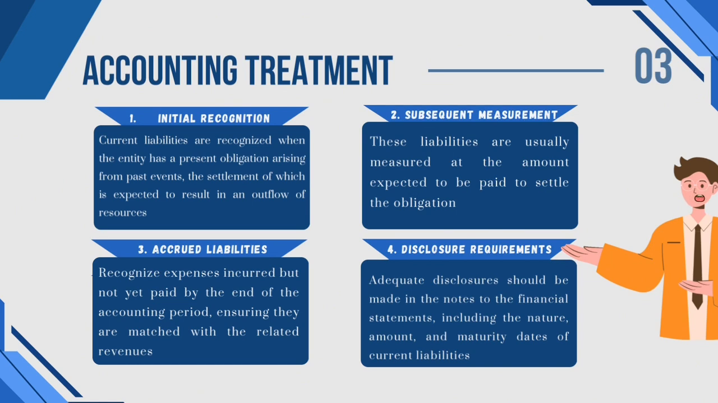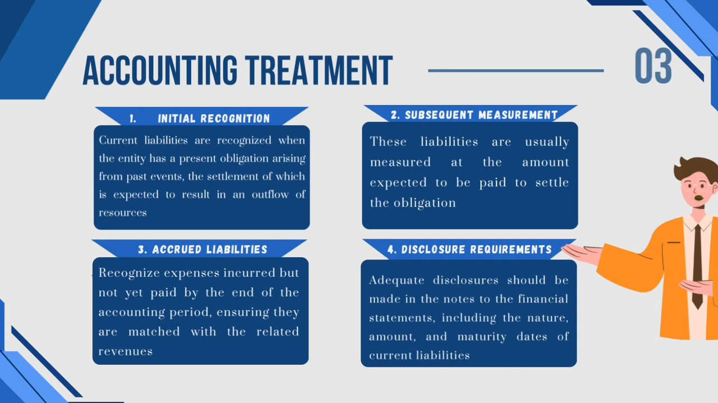For example, if a company buys inventory from a supplier in August, the company needs to recognize it in the account payable in August. After initial recognition, the next step is subsequent measurement.